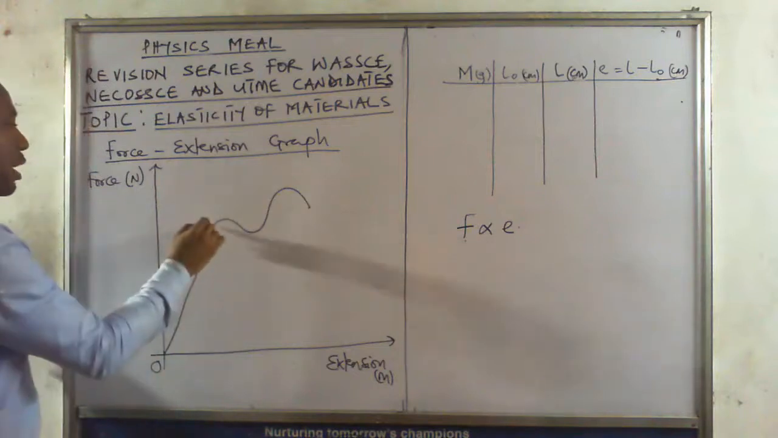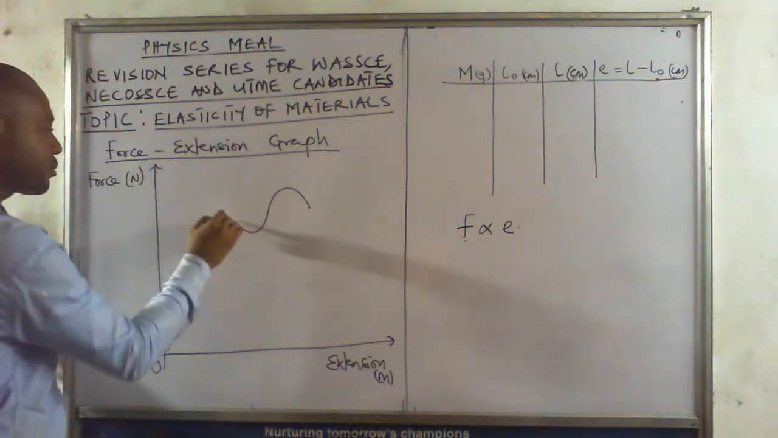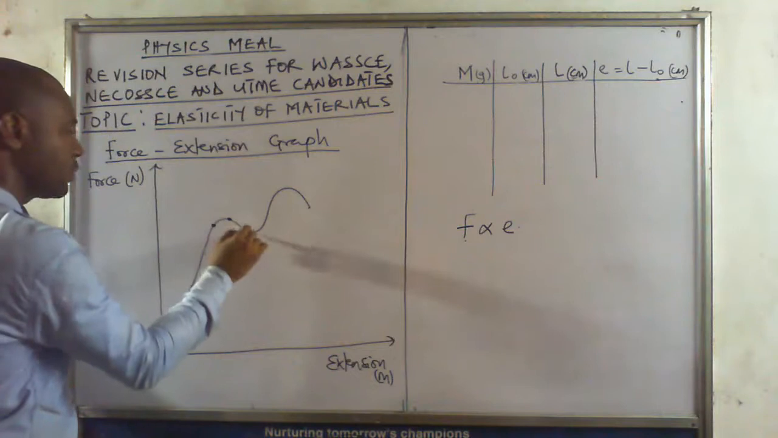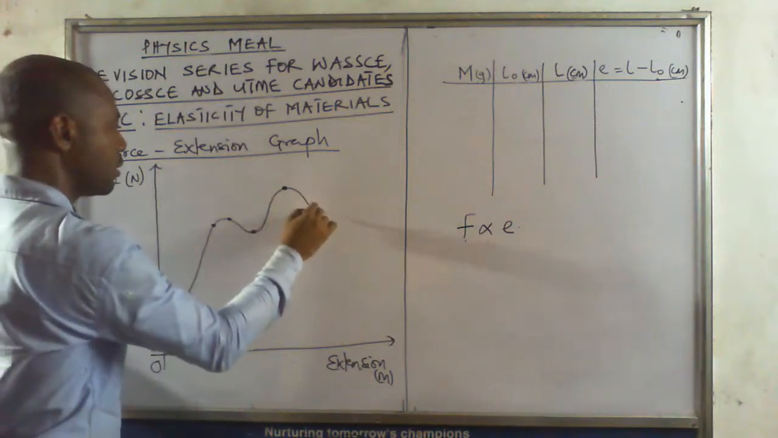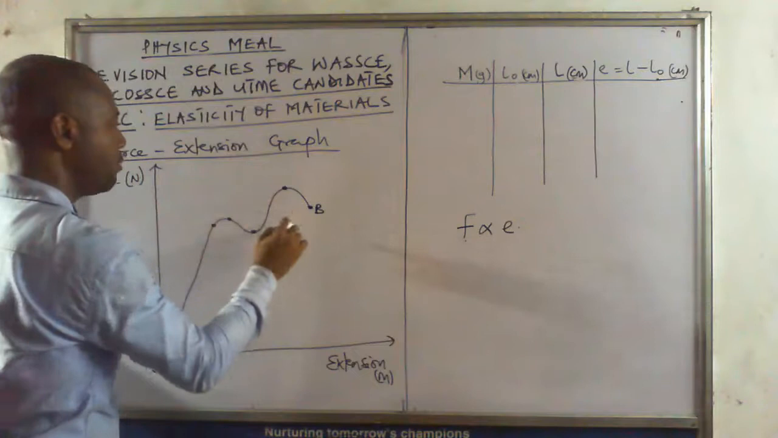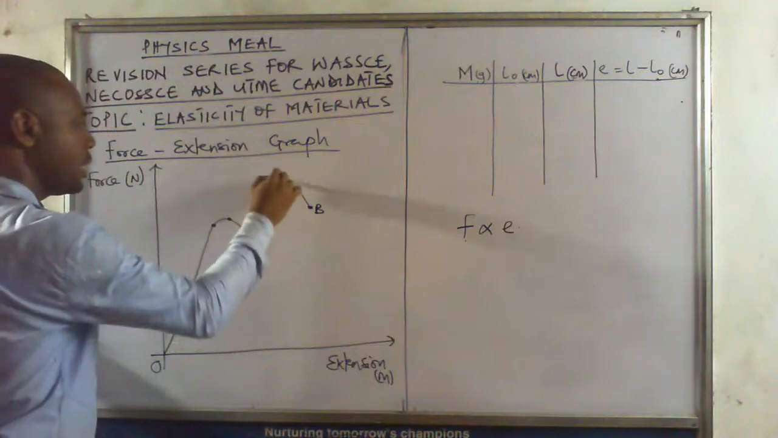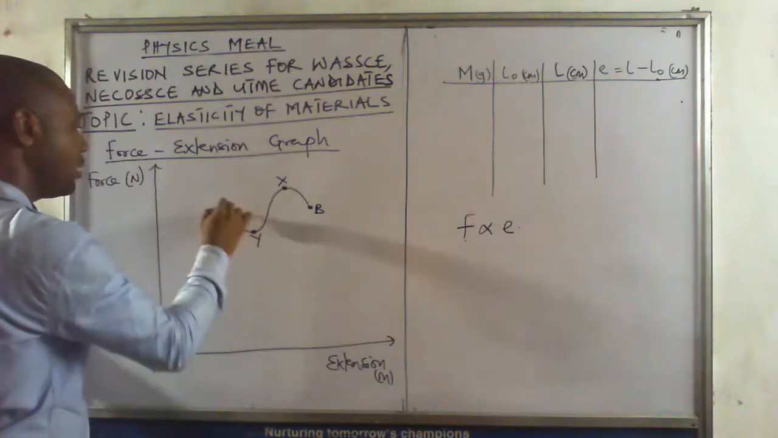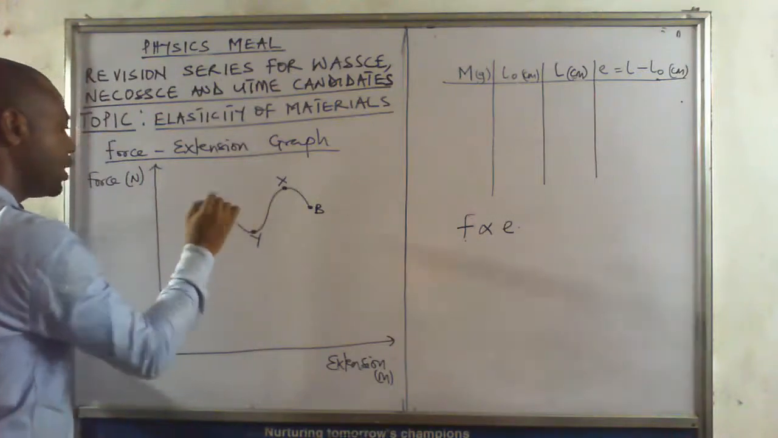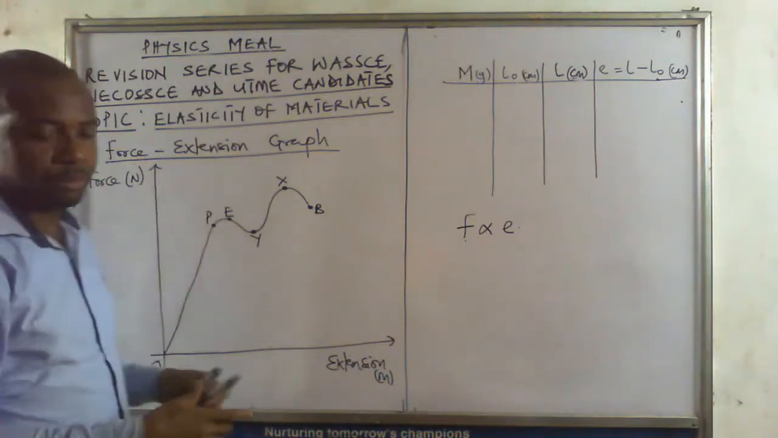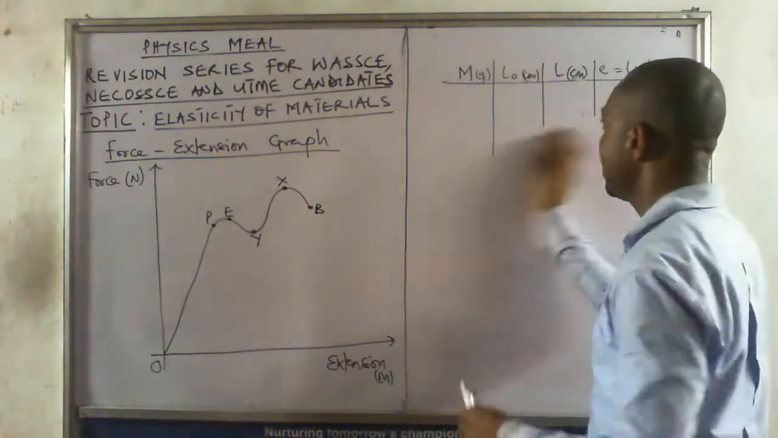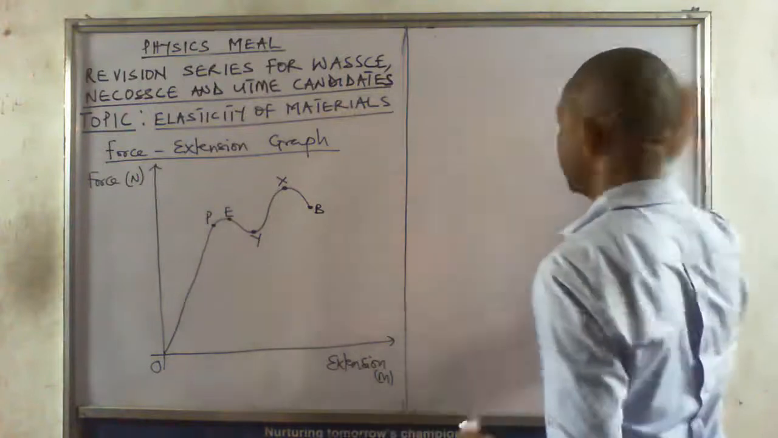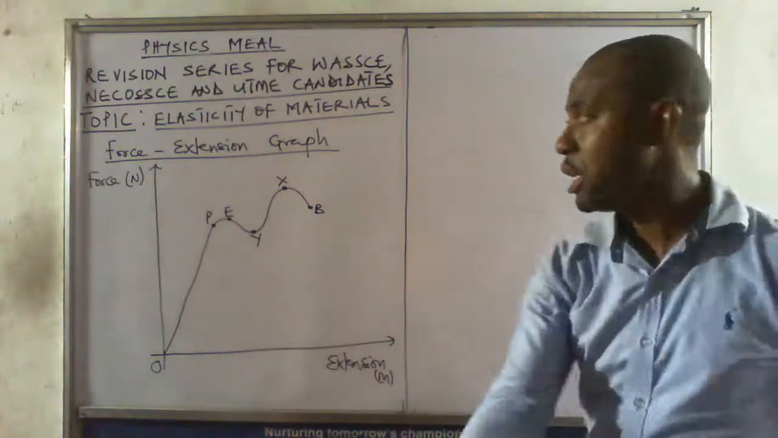So I'm going to label some points. Let me call here B. Let me call here X. Let me call here Y. Let me call here E. Let me call here P. Now these points I have labeled are very, very significant in the force extension graph.